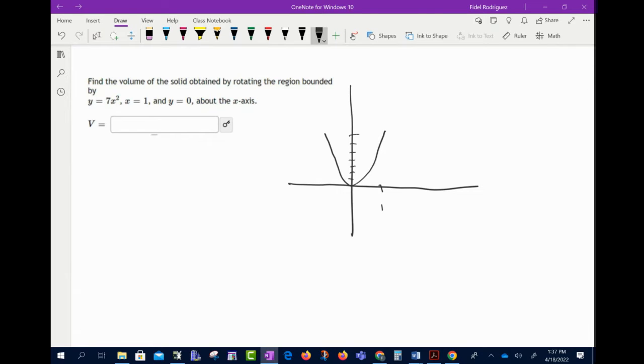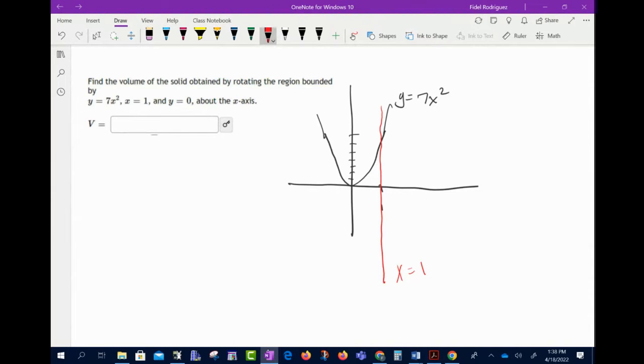Okay. So this here is my graph of y equals 7x squared. Now, what we're going to do is rotate the region bounded by y equals 7x squared, x equals 1, and x equals 0. So x equals 1 is going to be this vertical line right here, y'all. That's the vertical line x equals 1.